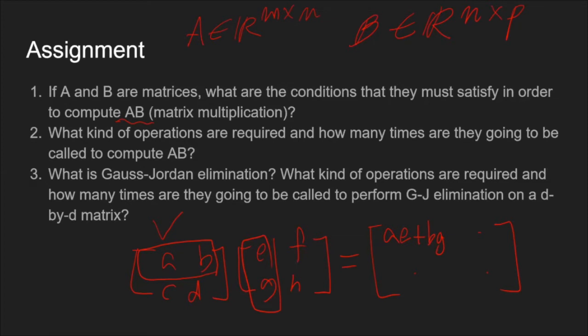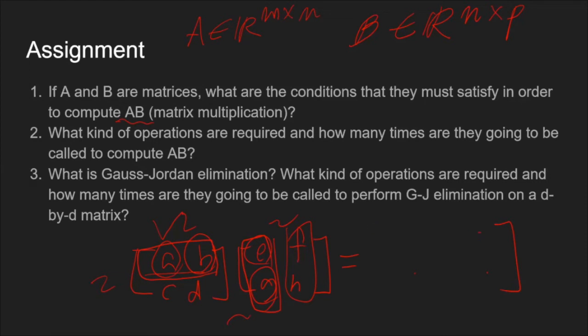Now, from this, we have 2 by 2 and 2 by 2. And we have seen that the elements of the rows are multiplied with the elements of the columns of the second matrix. And that's how you compose the first element, right? And then you repeat this for different combinations of rows and columns, and you generate the numbers accordingly.